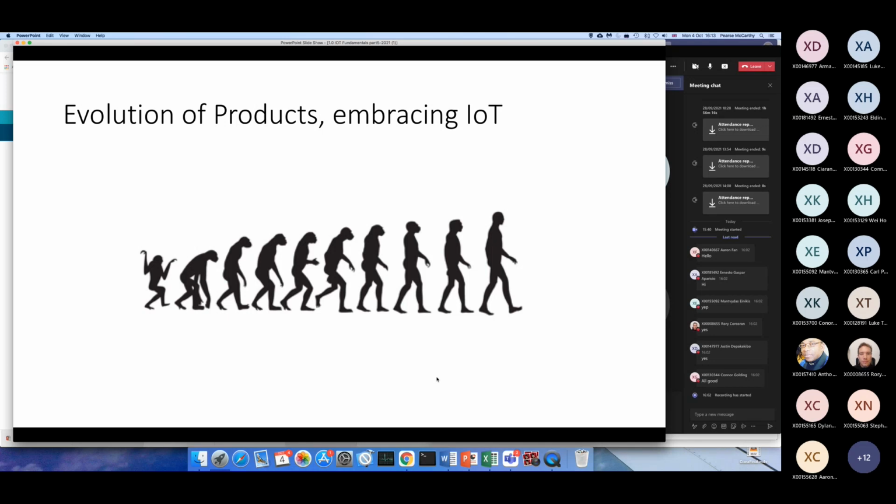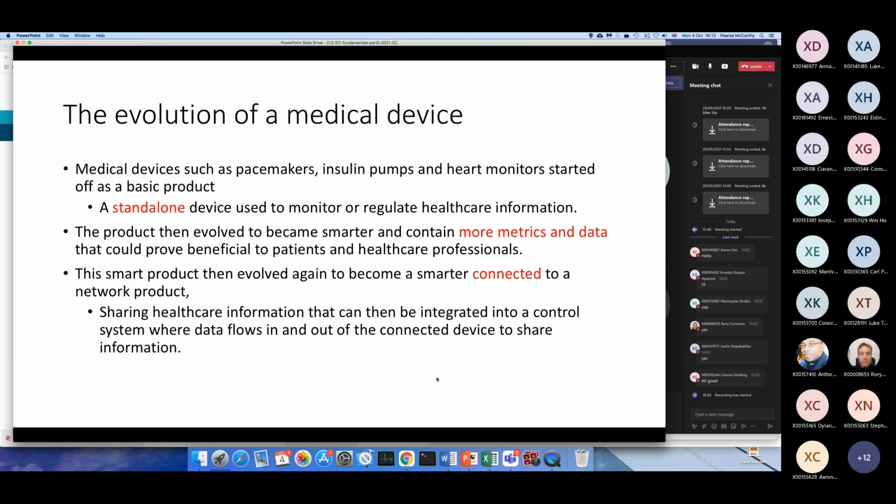We have this evolution, right, of products embracing IoT. Let's just think about it for a minute, right? It's a medical device, right? So this is how we went from simple devices to complicated devices. And as you're going through this, think about security as well.